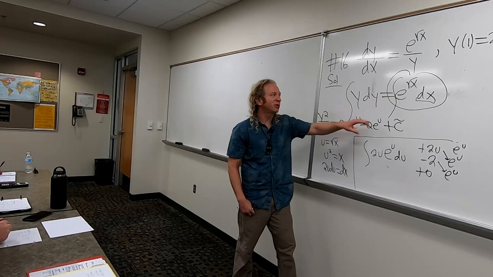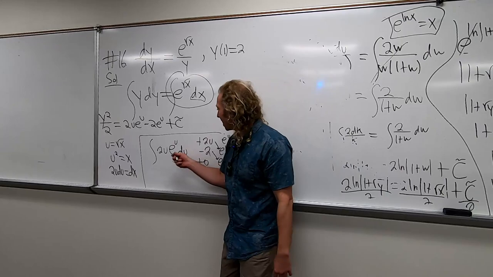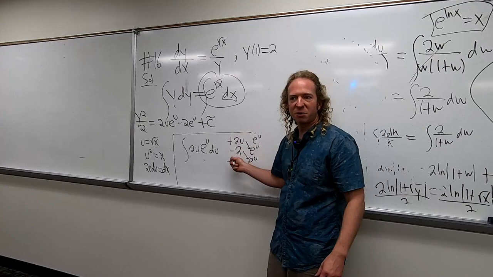The whole UDV, remember that? The integral of UDV is UV minus the integral of VDU. You can use parts. So again, tabular: you pick one that is eventually zero. You pick one to integrate, one to differentiate, plus, minus, plus, draw arrows, right? Boom. All right, let me come over here because I'm running out of room.